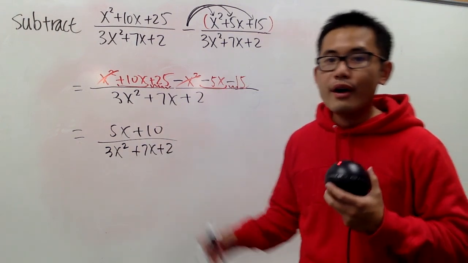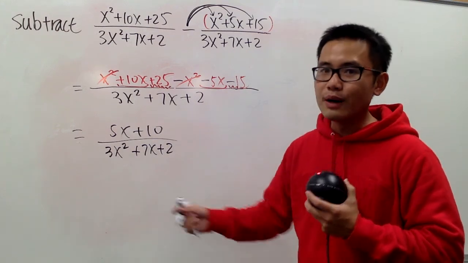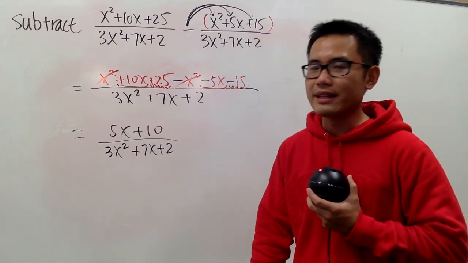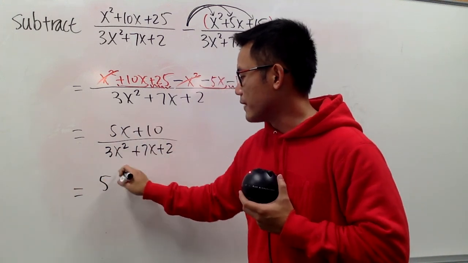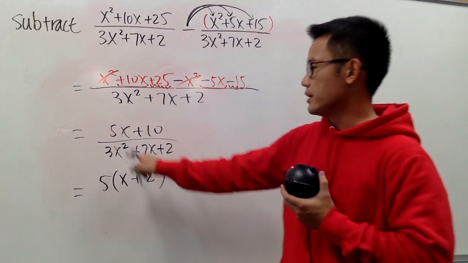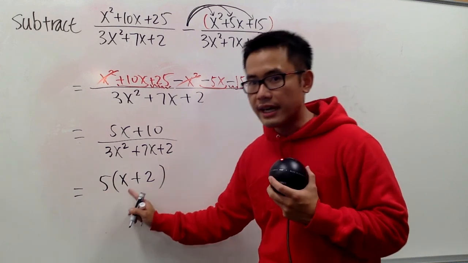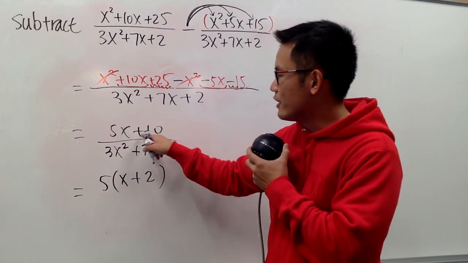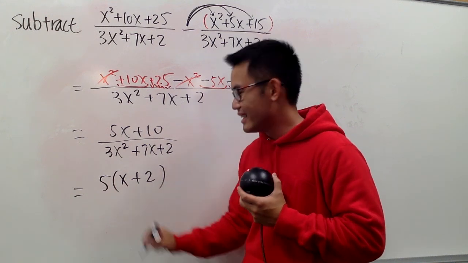Okay? Are we done with this? No, because we still have to try to factor things out and see if we can cancel anything out or not, right? On the top, we can just factor out the 5. So put on the 5, and then we will have x plus 2 left, right? Because you see, originally it was 5x, but we factor out the 5, we have the x left. Originally, we have a plus 10, but we factor out the 5, so we have a plus 2 left.